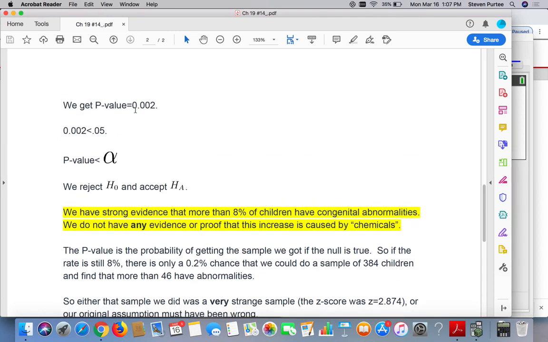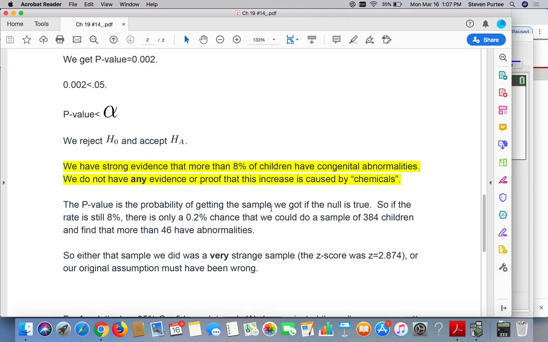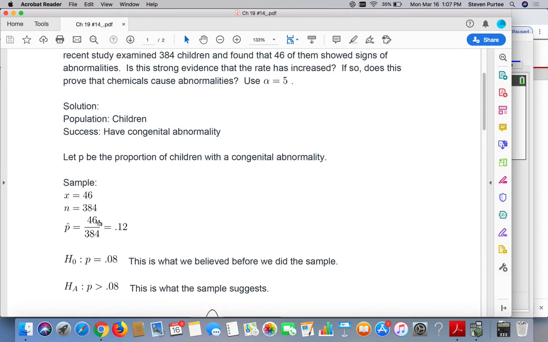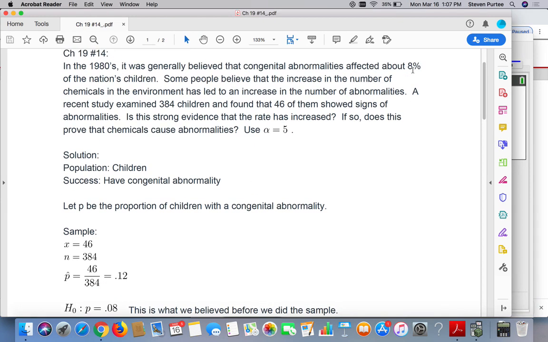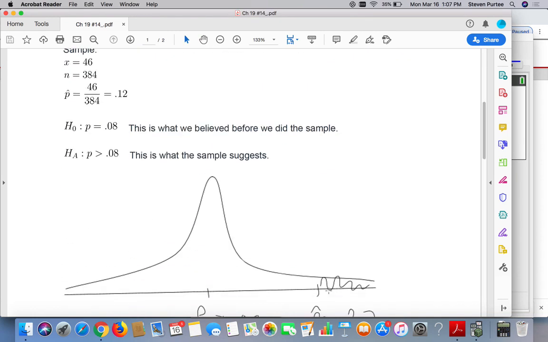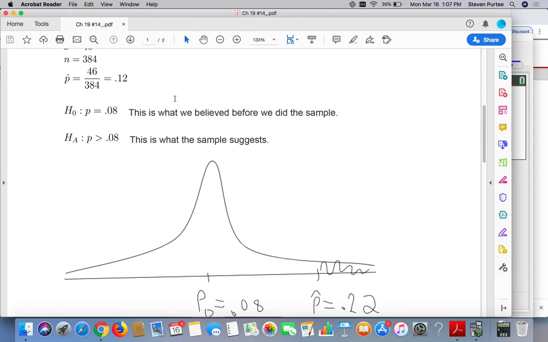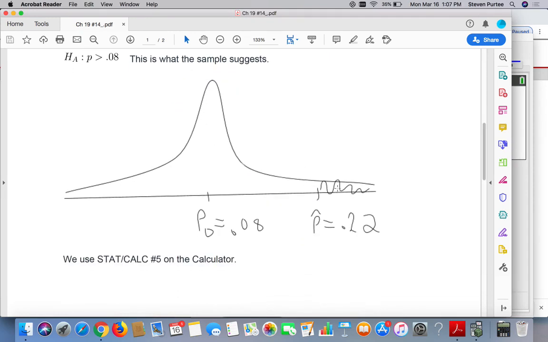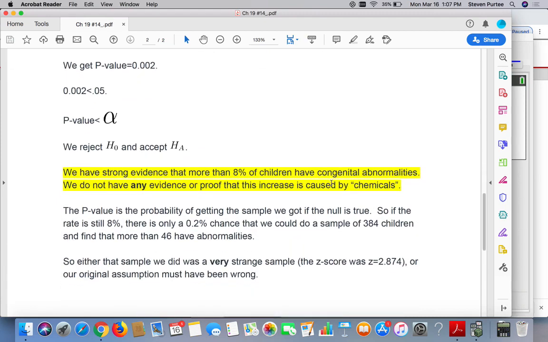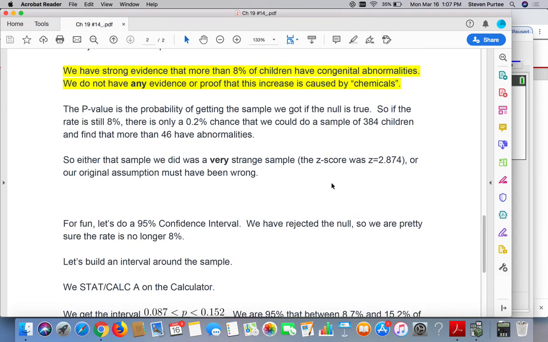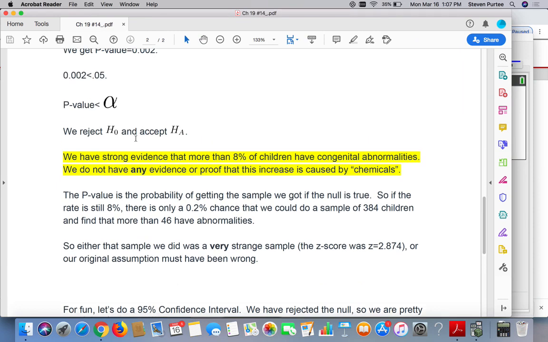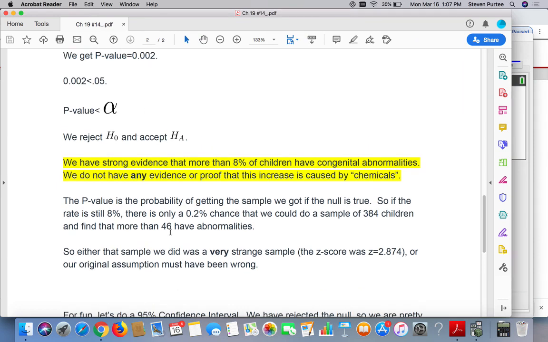That p-value we got, that's the probability of getting that sample right here if the null hypothesis is true. So if the rate is still just 8%, remember samples vary. Some samples are going to be way up here. Some samples are going to be way down here. So the probability of getting a sample that looks like that any place in this region is the p-value. Is 0.002.